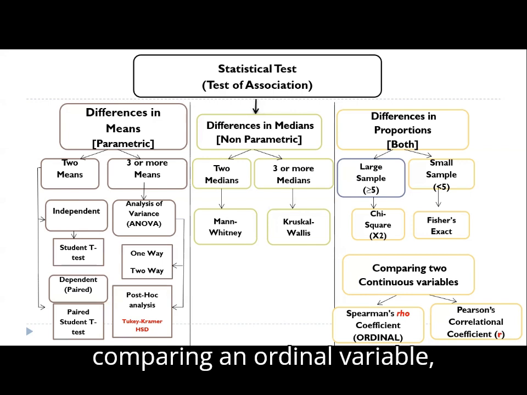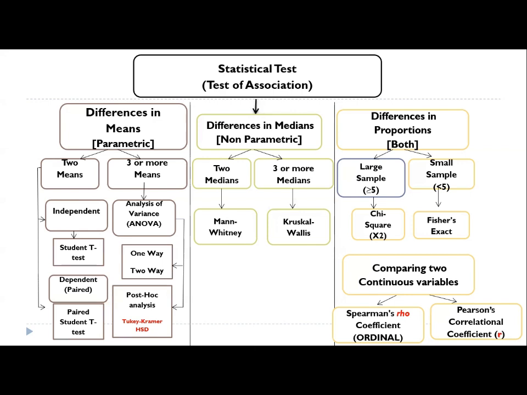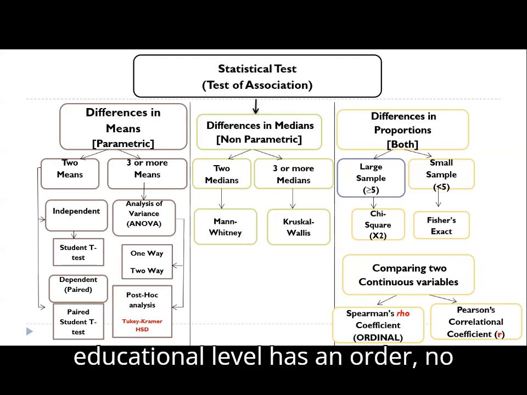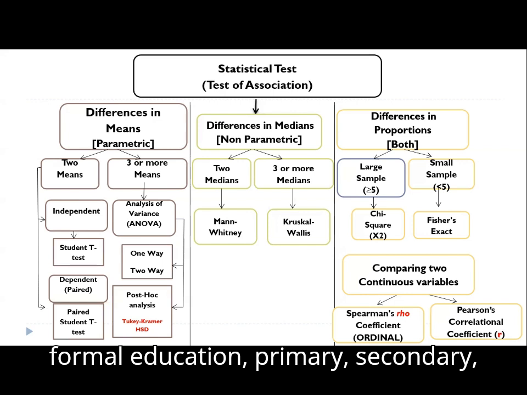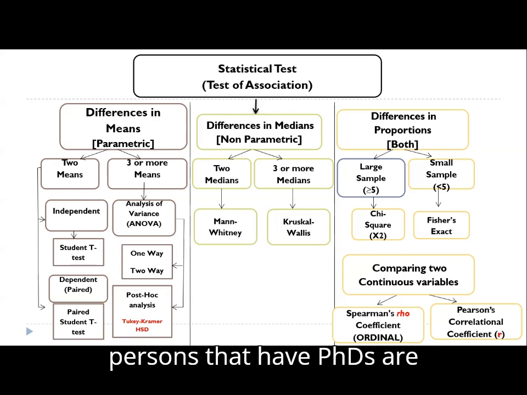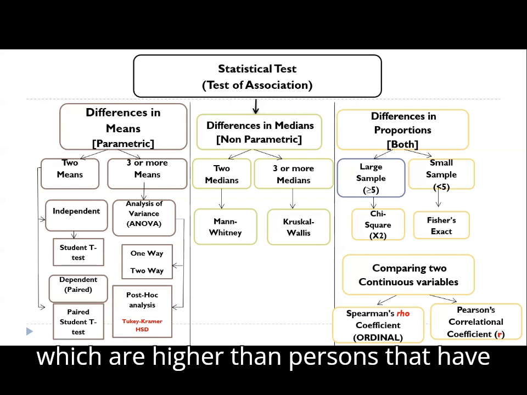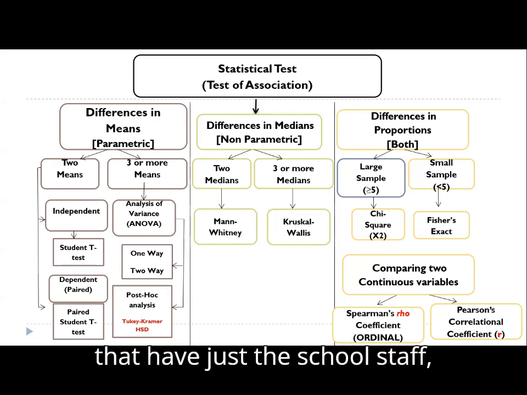If you're comparing an ordinal variable, a variable that has an order, like educational level has an order, no formal education, primary, secondary, tertiary, these are order. Means persons that have PhDs are higher than persons that have masters, which are higher than persons that have bachelors, which are higher than persons that have just the school cert, secondary school cert.